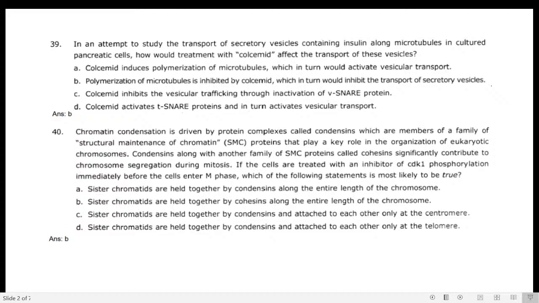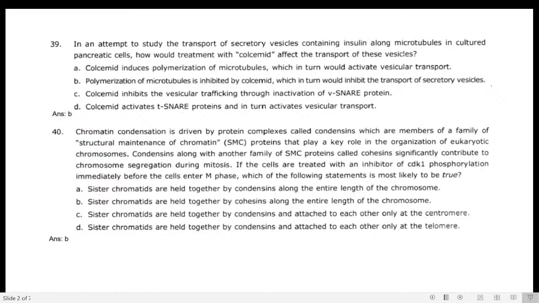Here the main keyword is colcemid. What will this colcemid do? Colcemid is a mitotic inhibitor. Very important thing: colcemid is the mitotic inhibitor. It can inactivate the spindle fiber formation, so microtubules are inhibited as per this statement. What is colcemid? It is the mitotic inhibitor, and it can inactivate the spindle fibers, so it prevents the formation of spindle fibers.